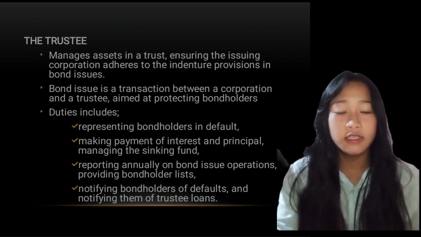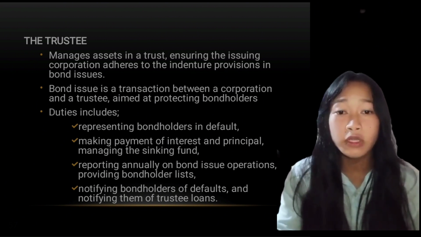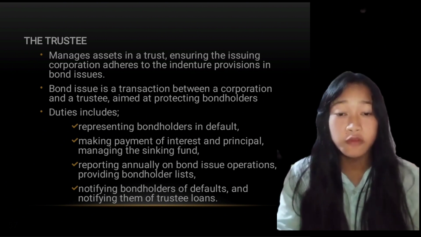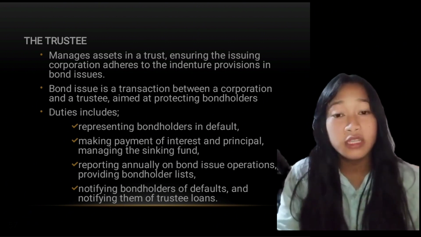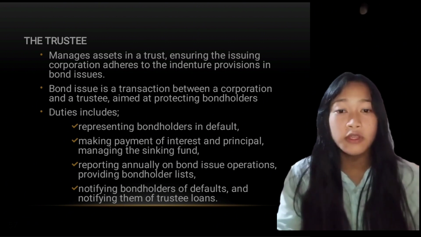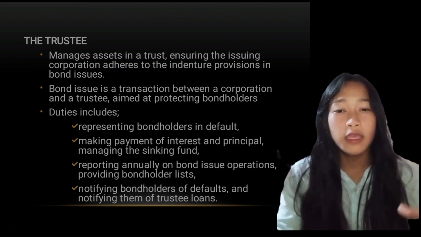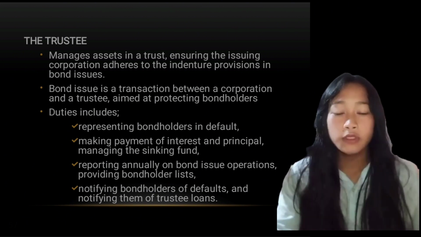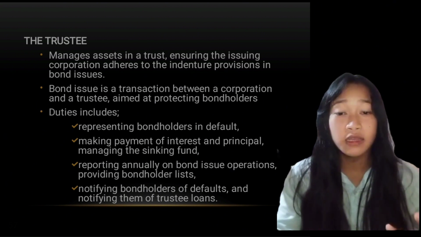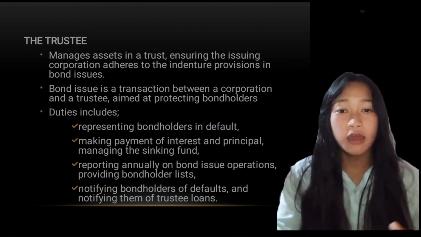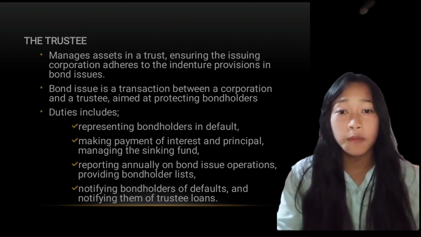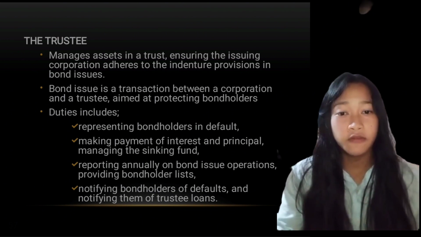So next is the trustee. The trustee manages the assets in a trust and also ensures the issuing corporation adheres to the indenture provisions in the bond issue. The trustee's duties include representing the bondholder in case of default, paying the interest or principal, and taking care of the sinking funds of the trustor. The trustee is the person entrusted to hold the property or money of the trustor for the benefit of third parties. The trustee also ensures that the money and property of the trustor are distributed to the beneficiaries fairly and efficiently.